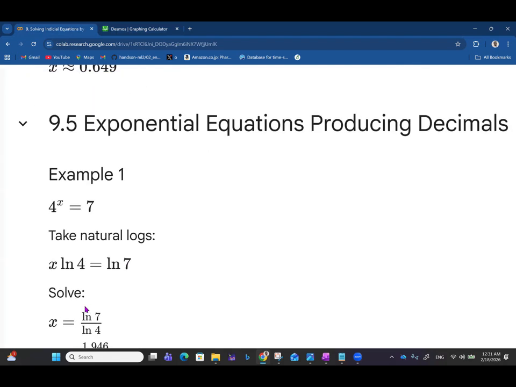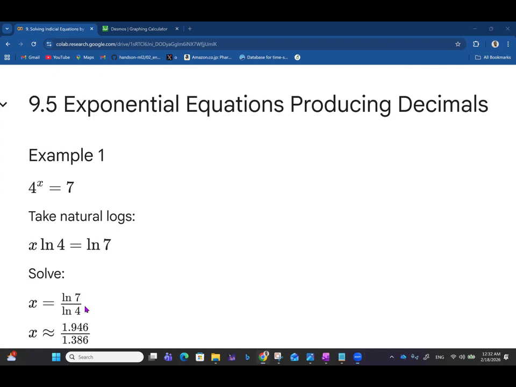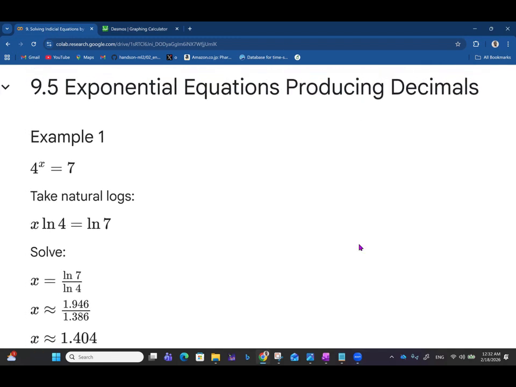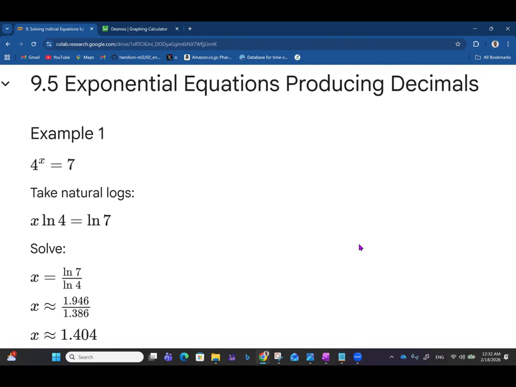So let's talk about exponential equations producing decimals. Just like everything we're doing has been producing decimals, so it's more like emphasis. So you have 4 raised power x equals 7. So take natural logs. Of course, now this is not e, this is a, right?